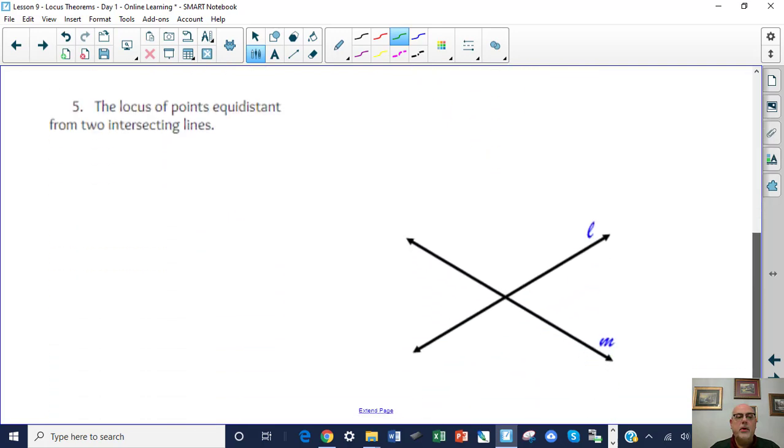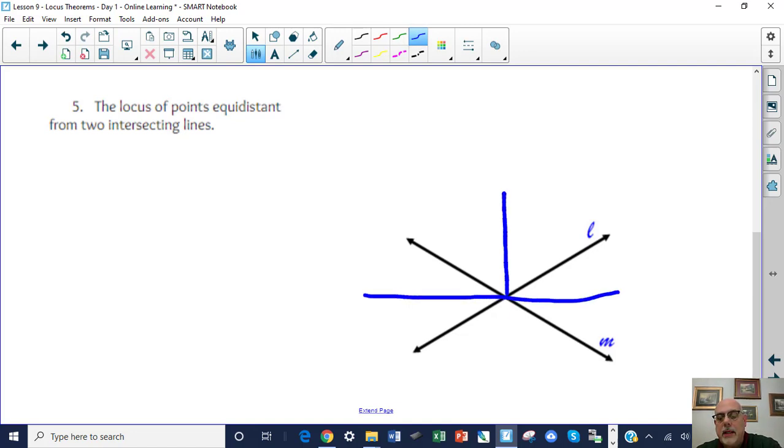And the fifth type of locus, the set of all points equidistant from 2 intersecting lines. The only way I can be equidistant from those 2 intersecting lines is if I draw the angle bisectors in. So any point on this here, any point here, the perpendicular distance back to there and there will be the same length. And it applies to all the angle bisectors.